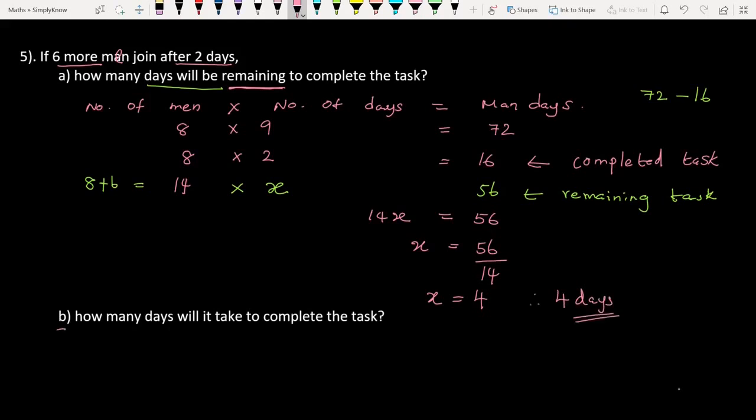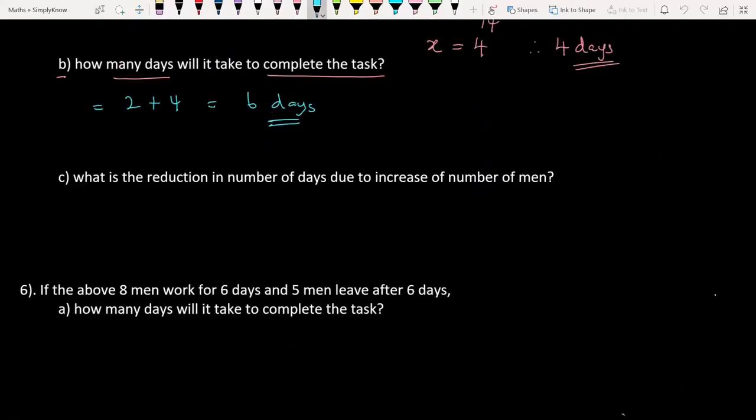B. How many days will it take to complete the task? We know that 2 days are taken to complete 16 man days. Then 4 days are the remaining days. 4 days are taken to complete 56 man days. So the total days to complete the full task is 2 plus 4, 6 days.